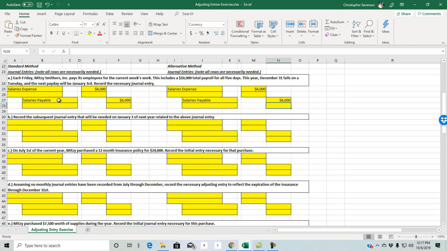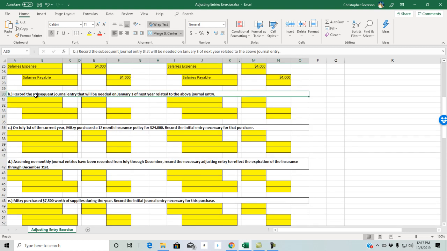The only type of adjusting entry that has the alternate method would be your 2 reclassifications or your 2 deferrals. That being said, we still have to worry about the subsequent entry. Now, this is not the adjusting journal entry. This is the cash that comes after the adjusting journal entry.